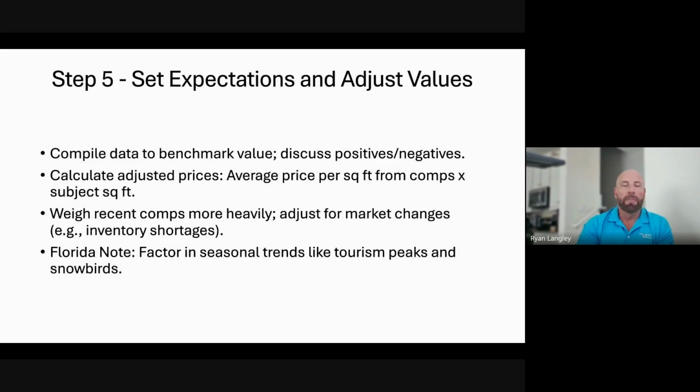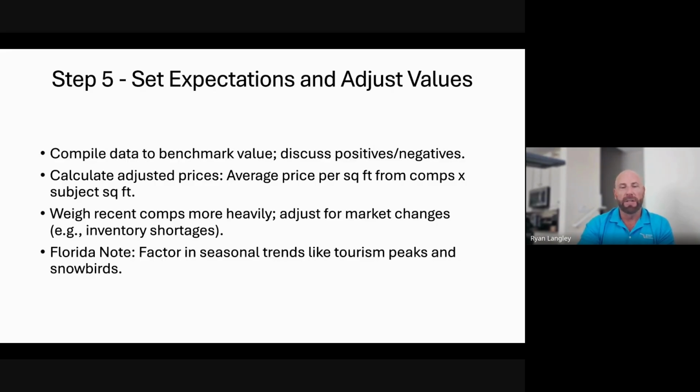All right, compile data to benchmark value, discuss positives and negatives, calculate adjusted prices, average price per square foot from comps compared to the subject square foot. Average price per square foot, sorry, times the subject square foot. So if it's getting 250 a foot, and it's a 2,000 square foot house, then it's a $500,000 house. And then you start adjusting from there.